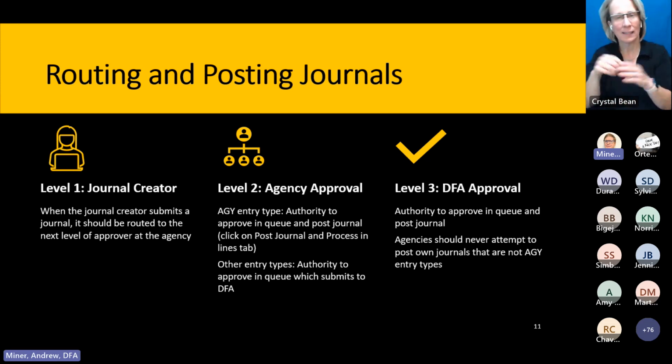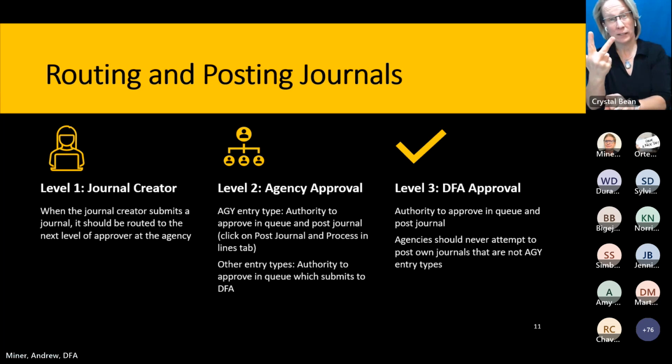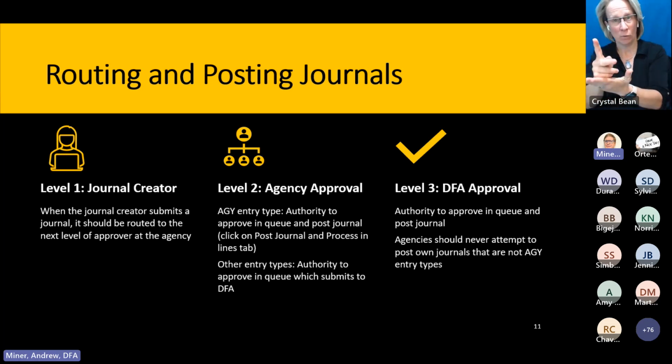Or for any other entry types, when you approve it, it's going to go to DFA for our approval. So any other BARs or such. Then level 3, that's DFA approval. So there's a 2-step process. We have to approve it first in our queue, and then we have to go find the journal in the commitment control module and then post it.